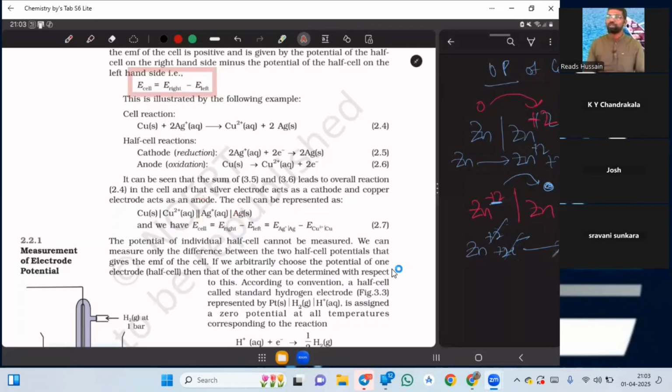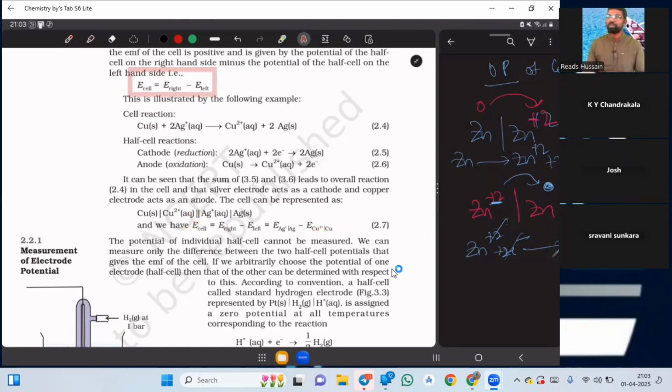So what is the formula for cell potential? Be careful, dear students. Cell potential is equal to the electrode potential of the right side minus the electrode potential of the left side. Right minus left. What is the right side here? This one is the right side, this is the left side. So that means the cell potential of Ag+ bar Ag minus the potential of Cu2+ bar Cu.